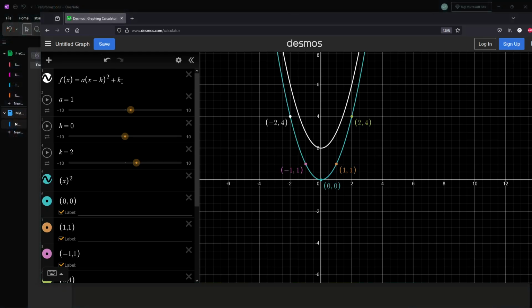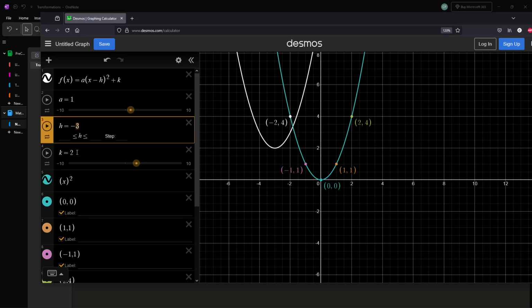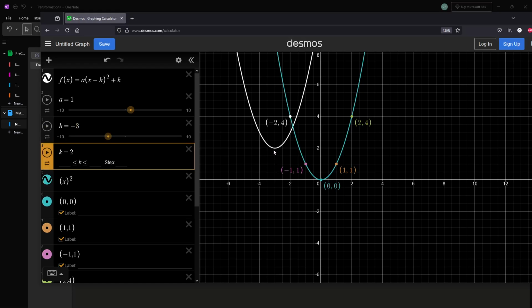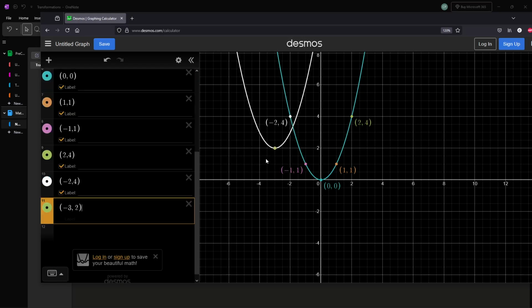And k is just normal, it's positive. I don't negate k. H is the one I negate. So let's say I have a function like this. H is negative 3, k is 2. What transformation happened? I shifted left 3 because I have a negative 3. I went left 3, and then I went up 2. And it makes sense because right here, I have negative 3, 2. So I went from 0, 0 to negative 3, 2 because I went left 3 and then up 2.